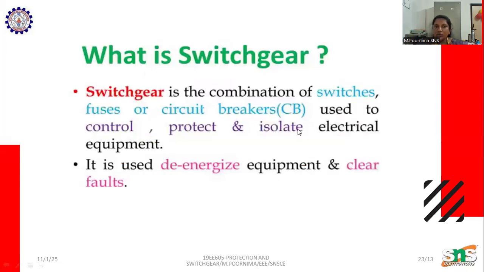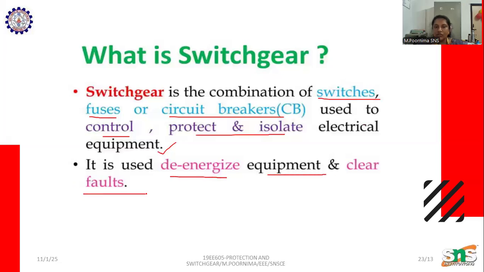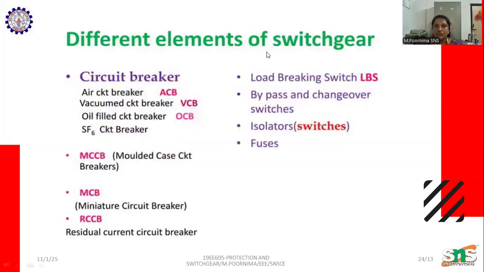Now, what is switchgear? Switchgear is a combination of switches, fuses, or circuit breakers used to control, protect, and isolate electrical equipment. It is used to de-energize equipment and clear faults. So here we have the different elements of switchgear.